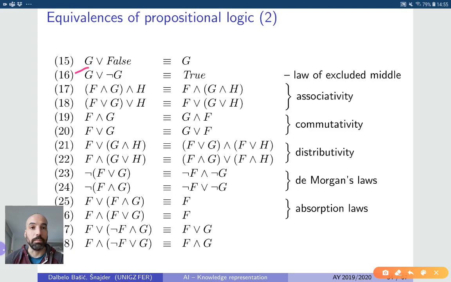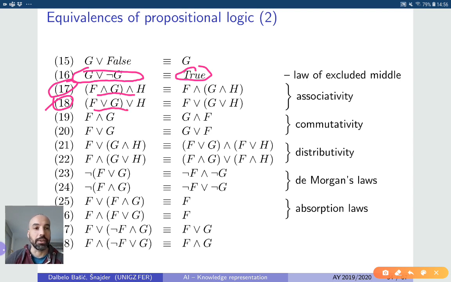I'd also like to mention the law of excluded middle. We already mentioned this. So G or not G is true. So there is no third option in the world of propositional logic. And associativity holds as well. This essentially means, so it's 17 and 18, that in a series of identical operators, I can replace the parentheses. So the order in which I do the operation doesn't matter, and it holds for the AND operator as well as for the OR operator.